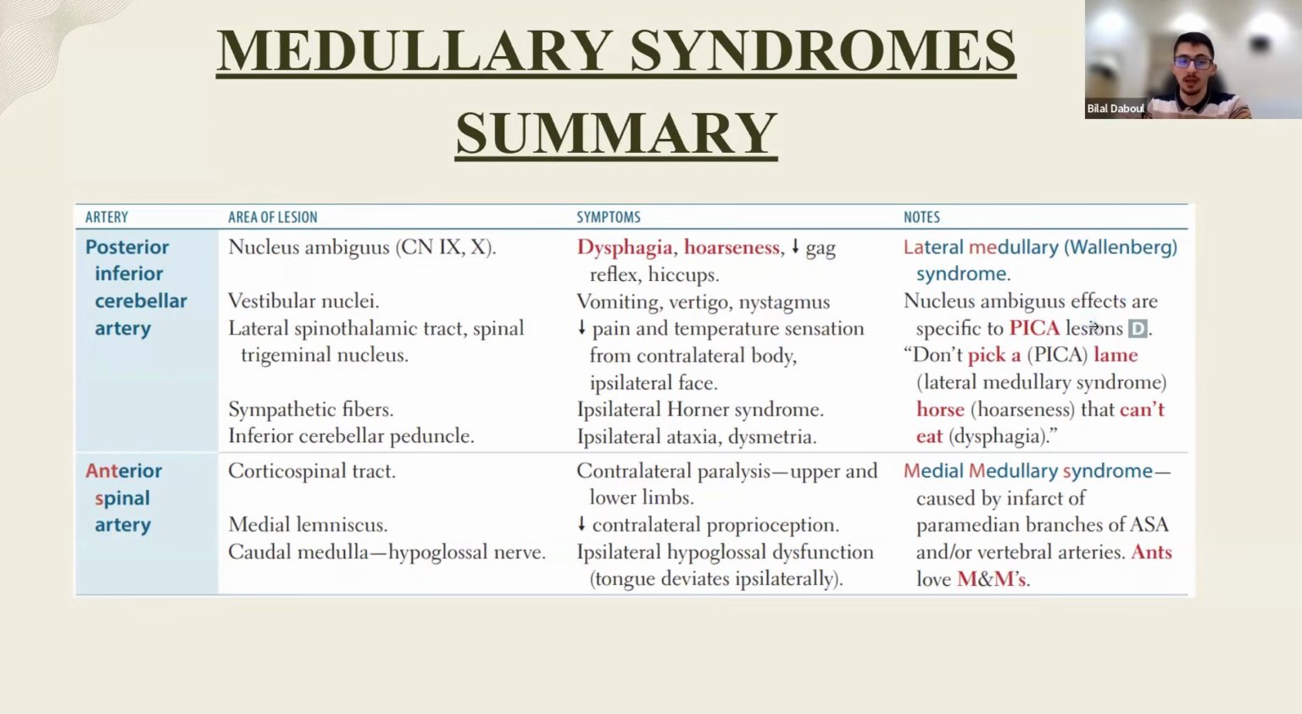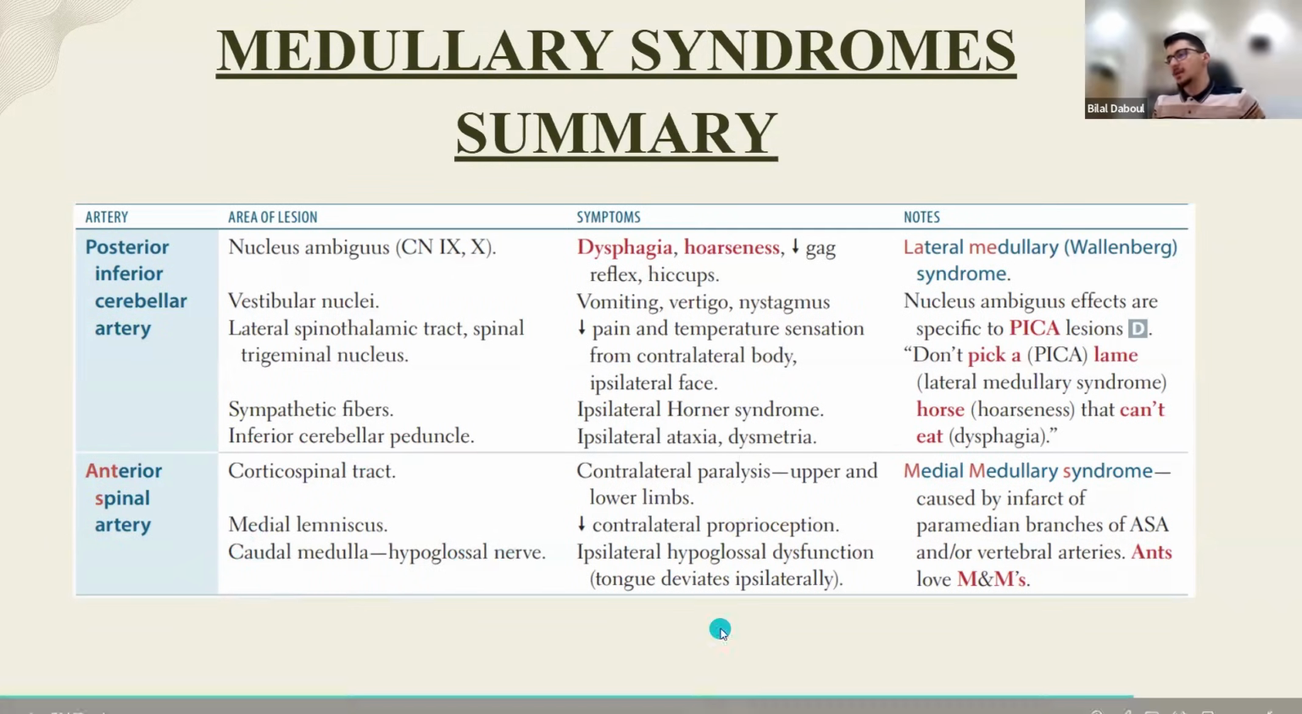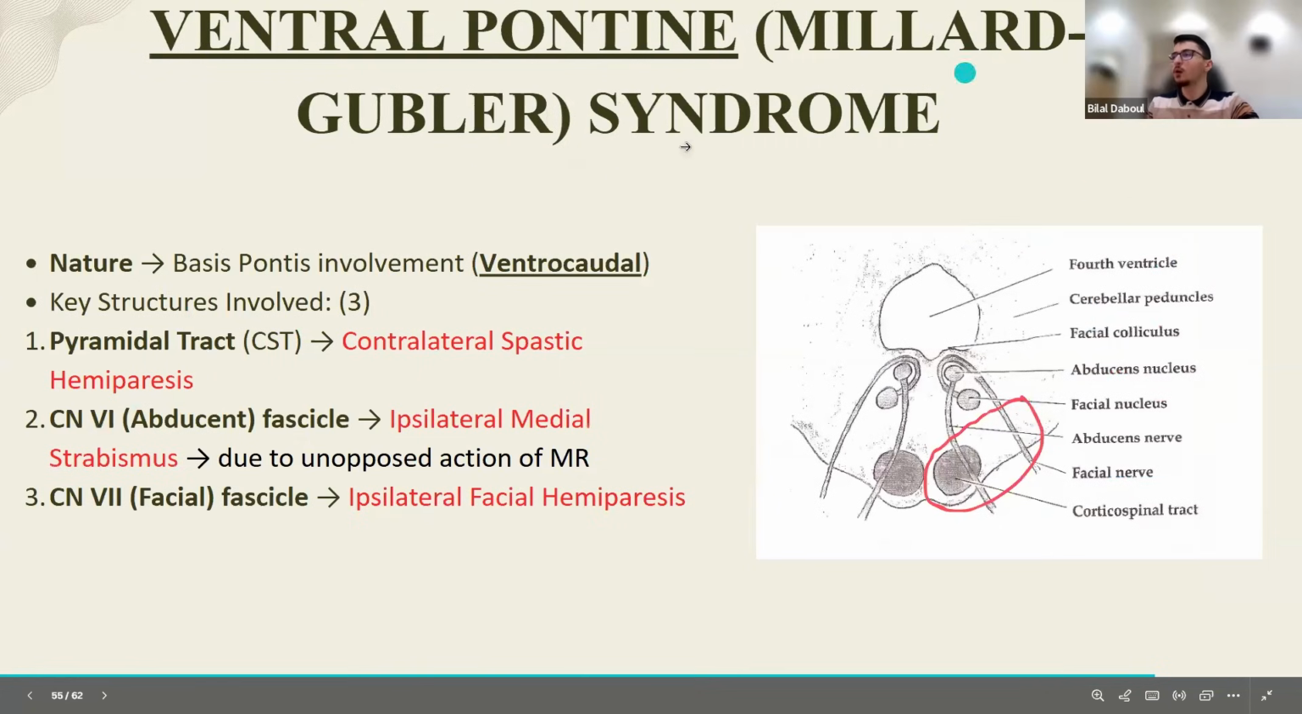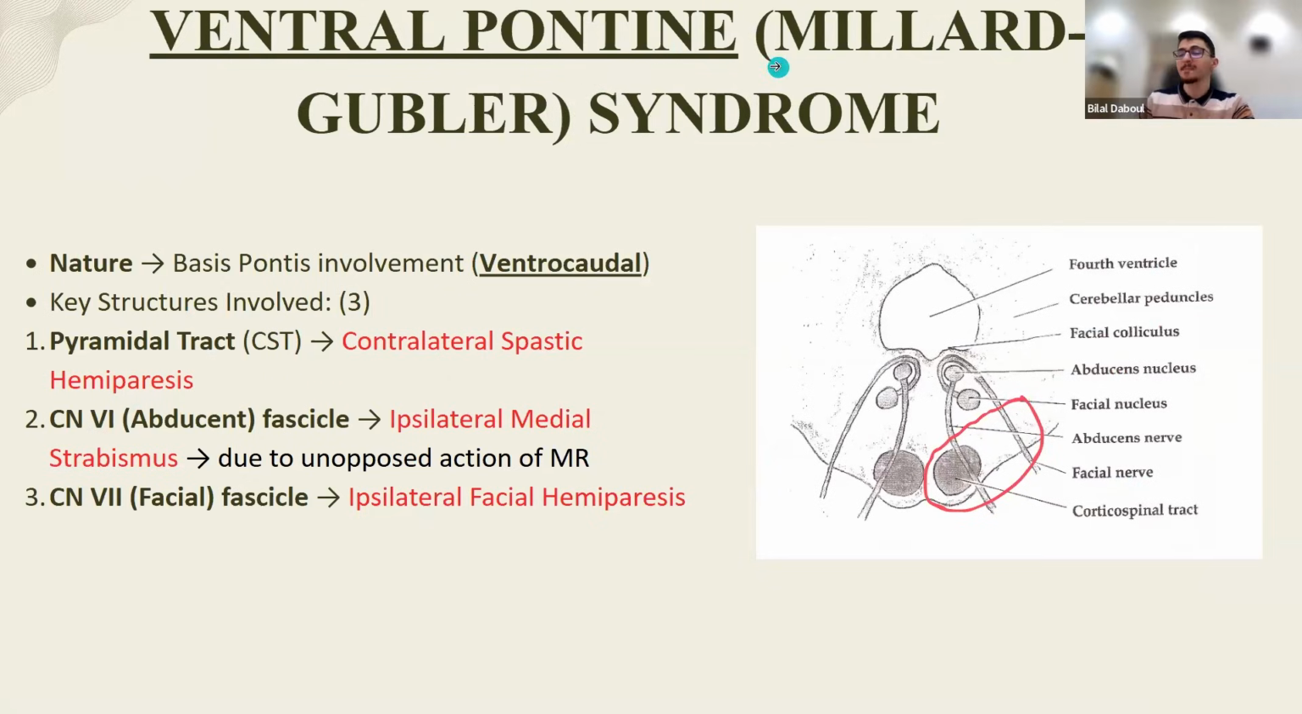That's what I'm reiterating. If you have dysphagia and dysarthria, this is specific to a PICA lesion or PICA occlusion. Same structures I mentioned: vestibular nuclei, side structures, and the inferior cerebellar peduncle producing ipsilateral ataxia and dysmetria. Anterior spinal artery occlusion, medial medullary syndrome, you think primarily corticospinal, medial lemniscus, and hypoglossal nucleus. And that is it. Okay, now we move to the pontine syndromes.